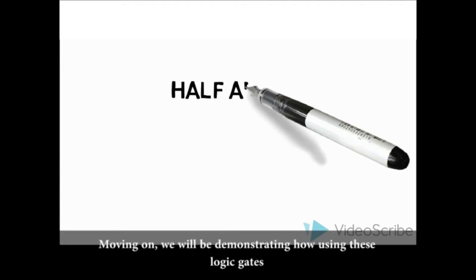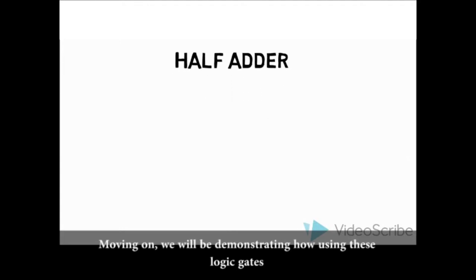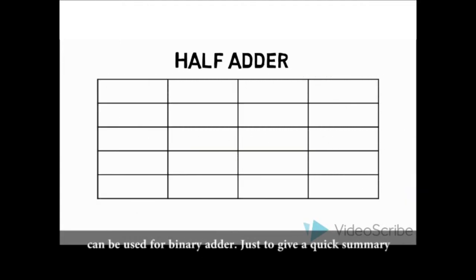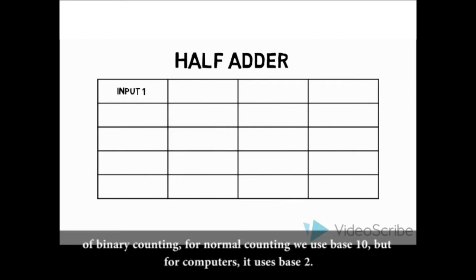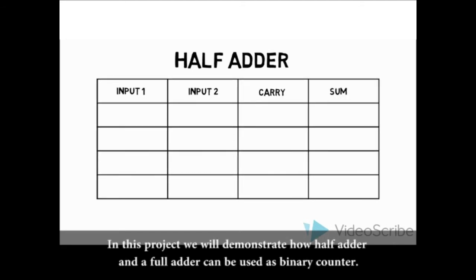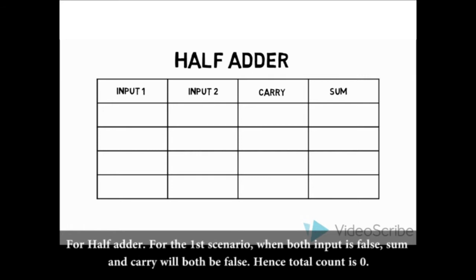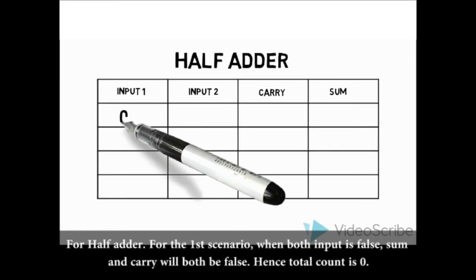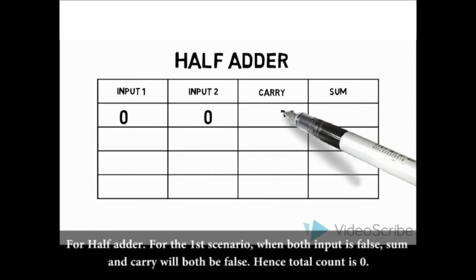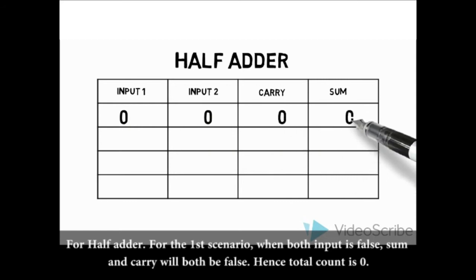Moving on, we will be demonstrating how these logic gates can be used for a binary adder. Just to give a quick summary of binary coding, for normal counting we use base 10, but for computers, we use base 2. In this project, we will be demonstrating how a half adder and a full adder can be used as a binary code. For the half adder, there will be 4 scenarios. For the first scenario, when both inputs are false, the sum and carry will both be false. Hence, the total count is 0.